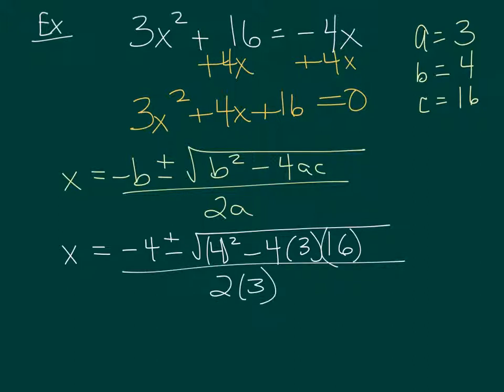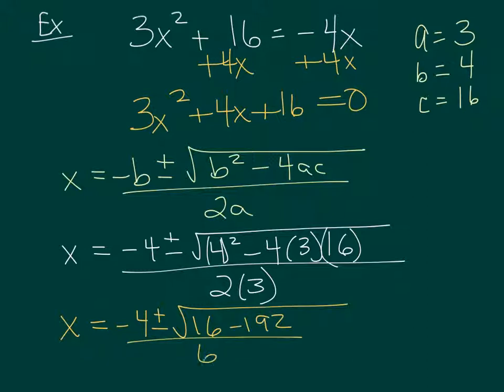Ooh, I see something happening here. And this good example is you, and I'll do another example after this. But if you notice, I have -4 plus or minus. I'm going to have 16 minus, what is 4 times 3 times 16, 192. Now, I'll make it on the next slide.